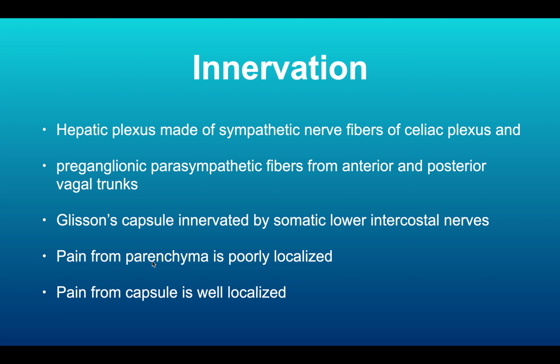Glisson's capsule is going to be innervated by the somatic lower intercostal nerves, and that is like the somatic sympathetic portion. It's going to be poorly localized pain if it comes from the parenchyma. So it just kind of feels like diffuse, dull, deep pain. But pain from the capsule is very well localized.